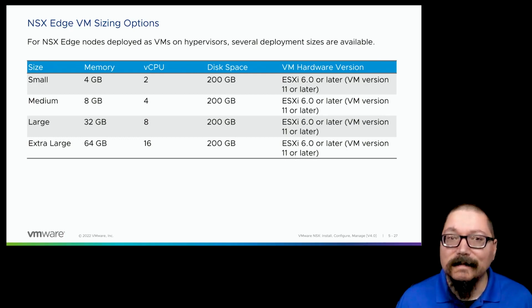The extra large edge doesn't get us any throughput benefits, but it does give us quite a bit more compute resource available for additional services, advanced threat prevention, things like that. So each of these form factors does have a use case. There's a reason we have these.